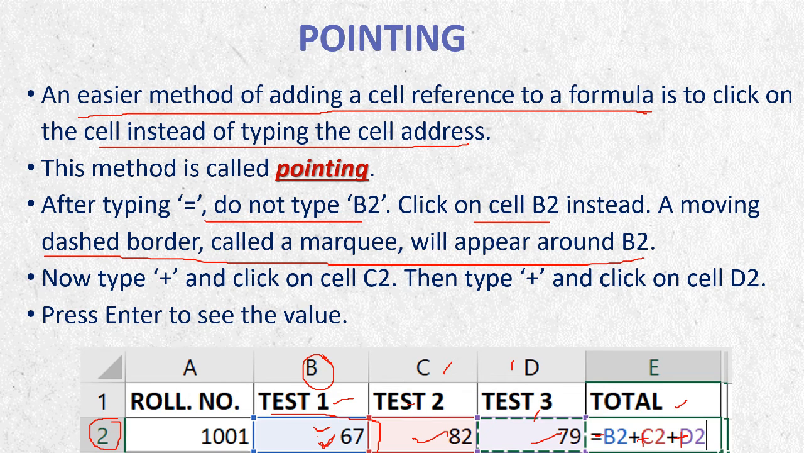So each cell will have a different colored box. Okay. So this is pointing.